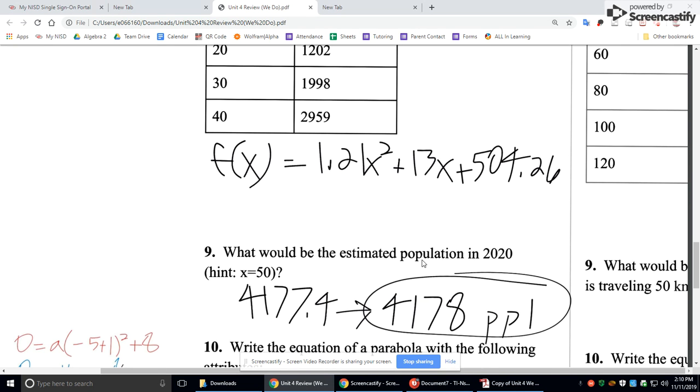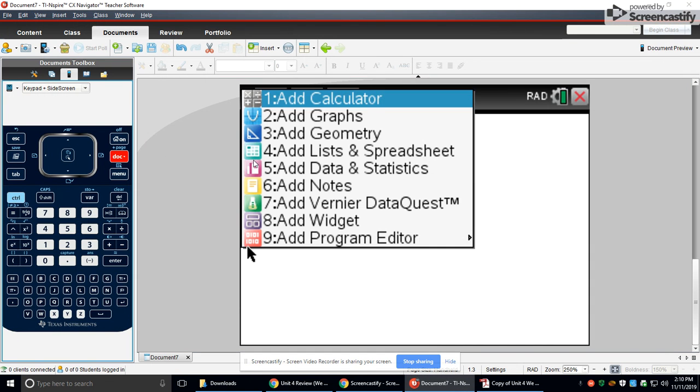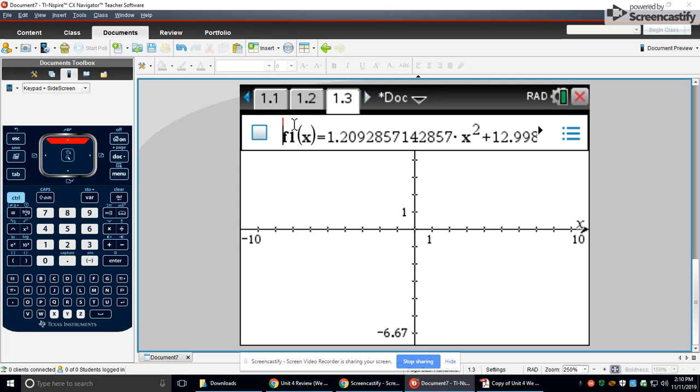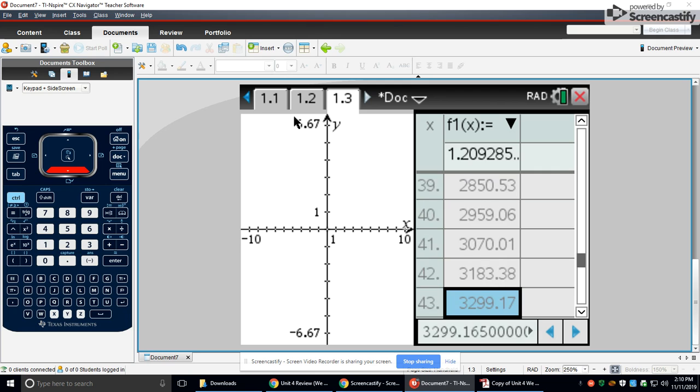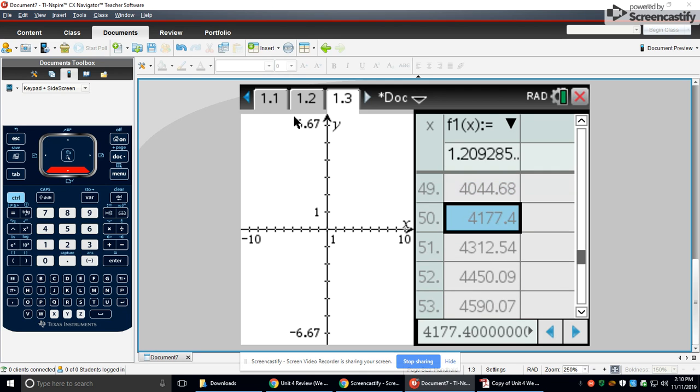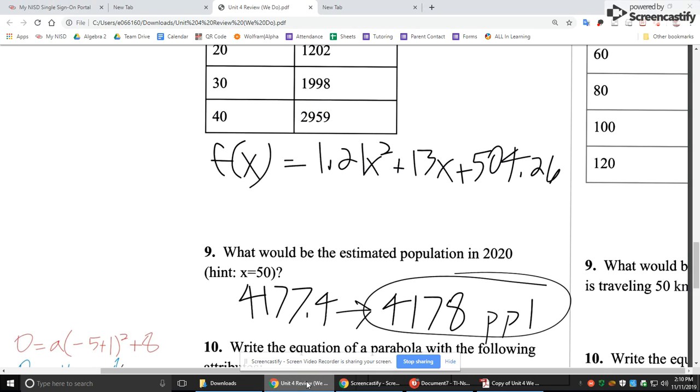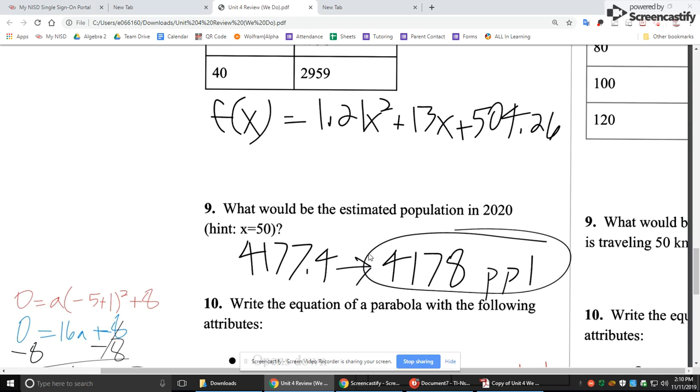How do I predict what the estimated population will be in 2020? Link it to a graph, Control Doc 2, press up and enter, and then Control T and just scroll until you hit 50. And then since it's a decimal, you can't have 0.4 of a person. So 4177.4, I just round that up to the nearest person. Or even if it's below 0.5, you could just round it up, because you can't have 0.4 of a person. I don't want to ramble too much.